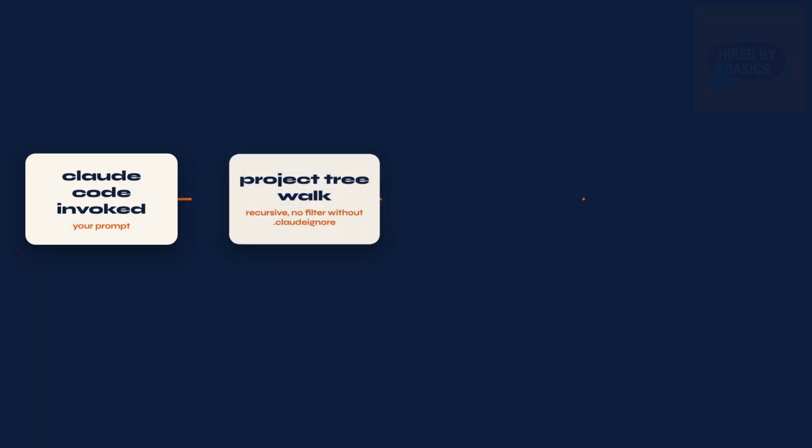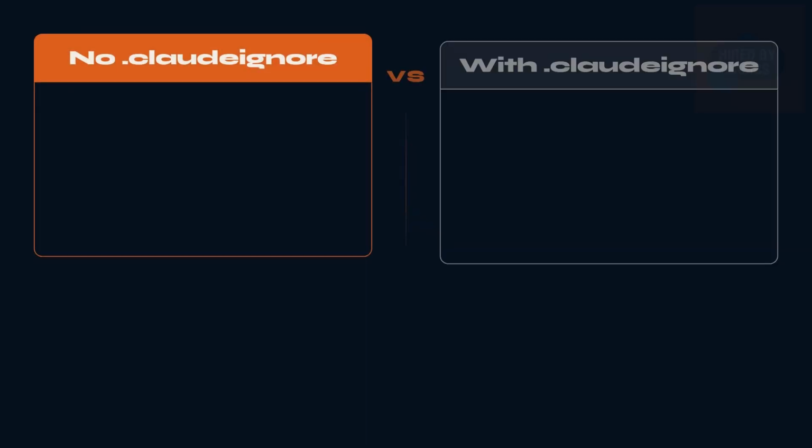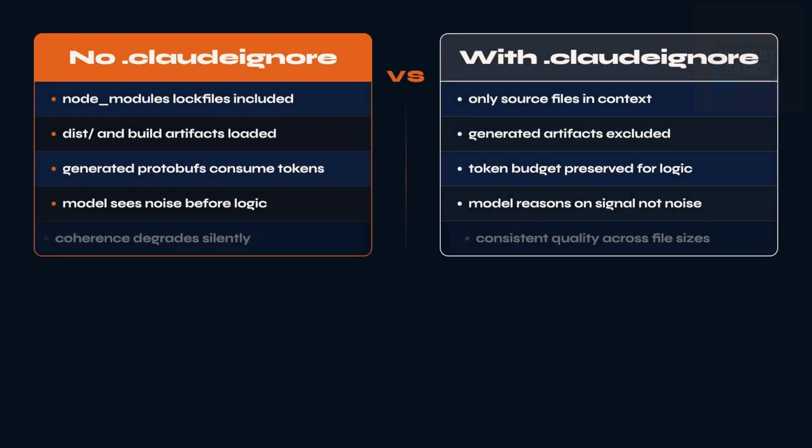Here's what Claude Code is actually doing when you run it. It's not reading just the files you touched. It's walking your project tree and stuffing as much of it as possible into the context window before it even looks at your prompt. Every invocation. That context window is a fixed budget. Claude 3.5 Sonnet sits around 200K tokens, and once it's full, older context gets dropped or the model starts degrading coherence silently. No warning, no error, just worse answers.